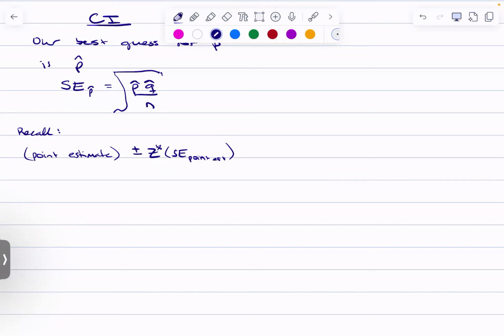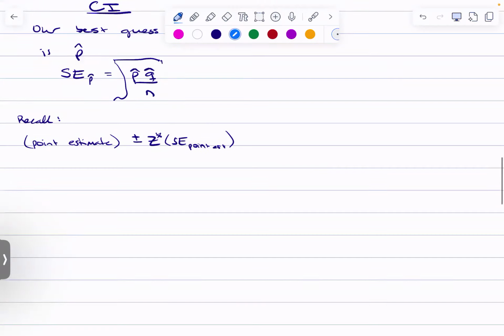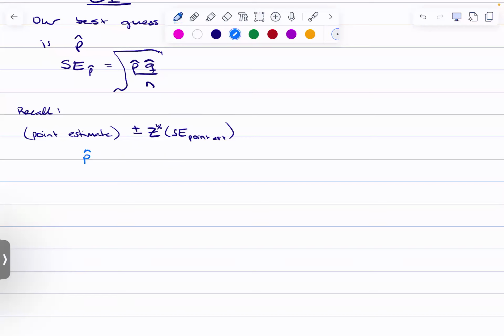So you take your point estimate, which is always kind of your best guess. It's from your sample, and so it's going to be your p hat if you're trying to capture a population proportion. We're trying to use the sample to learn about what the population might be. Plus minus Z star times the square root of p hat q hat over n.